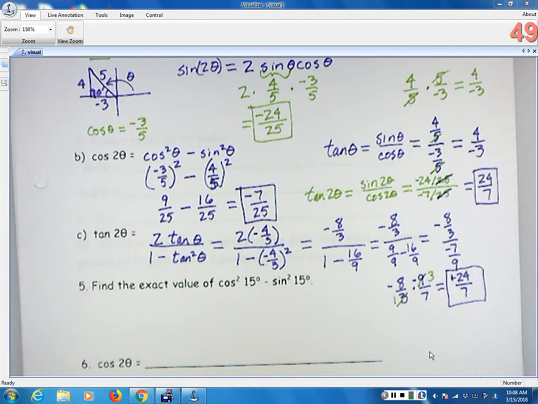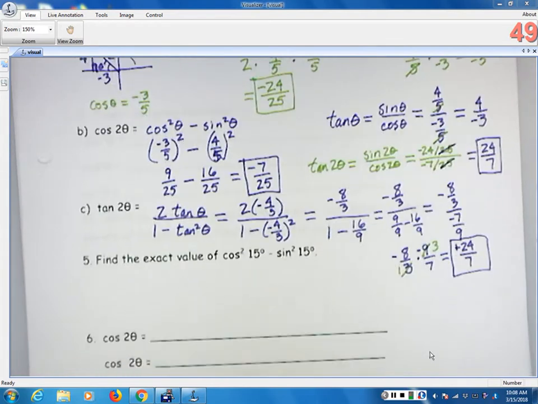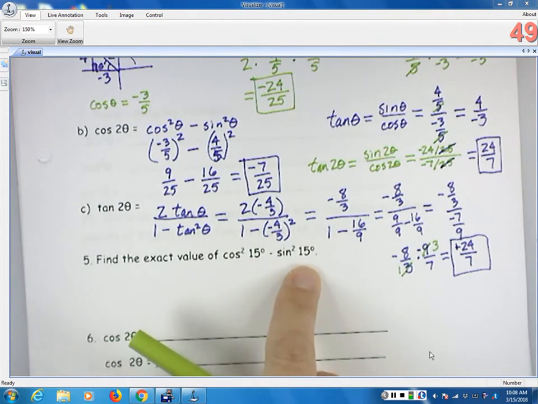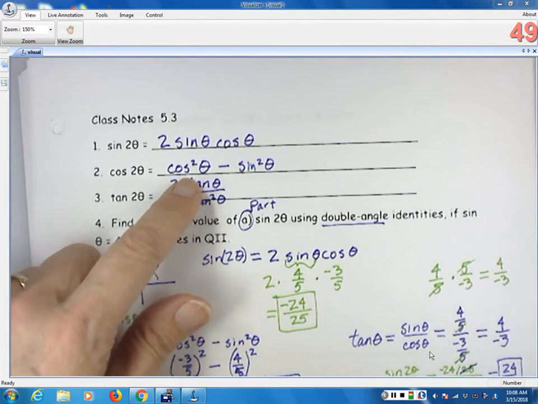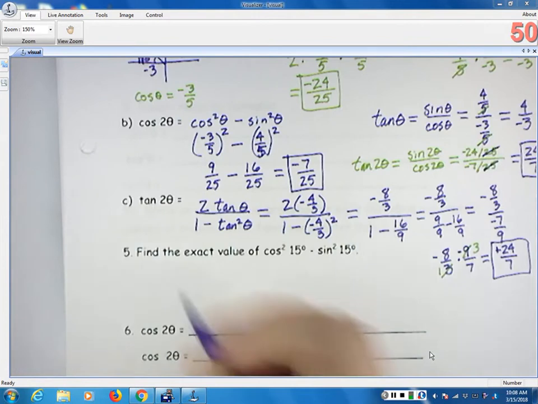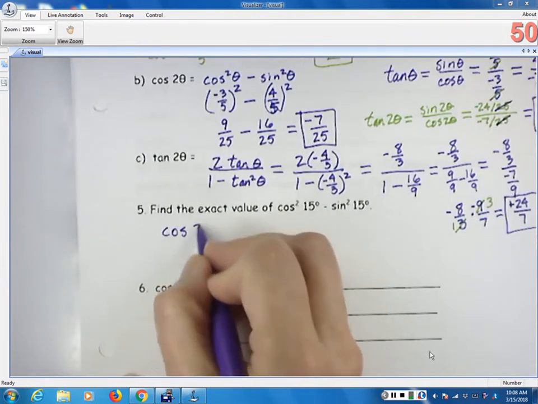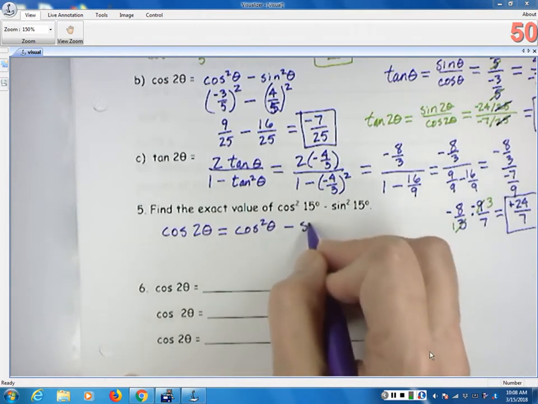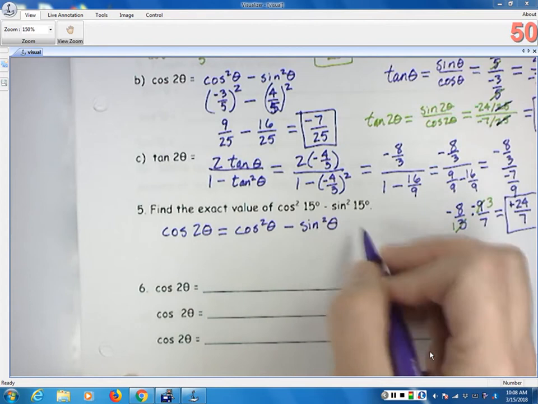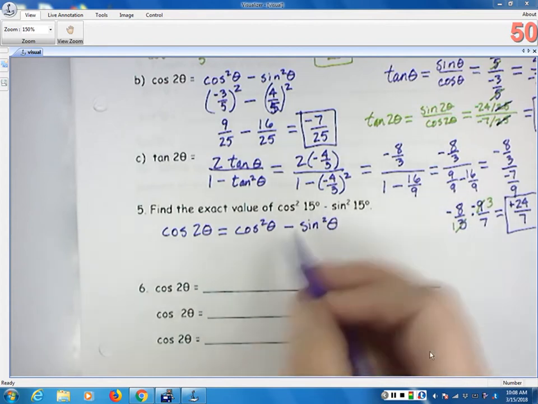Okay, so find the exact value of cosine squared of 15 degrees minus sine squared of 15. So you have your formula sheet. You better be looking at your formula sheet to see which formula this is. Look up here, that one, but you have a lot more formulas. So we're going to use the fact that cosine of 2 theta equals cosine squared of theta minus sine squared of theta. So our theta is 15 degrees. So what does this equal?